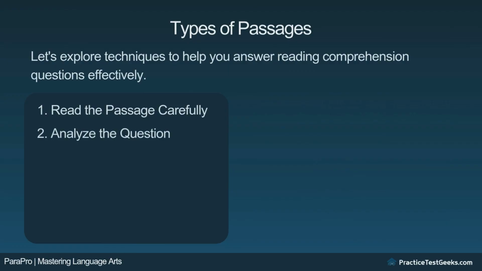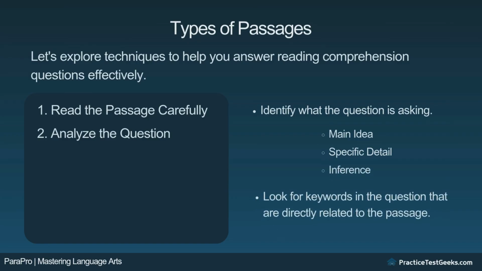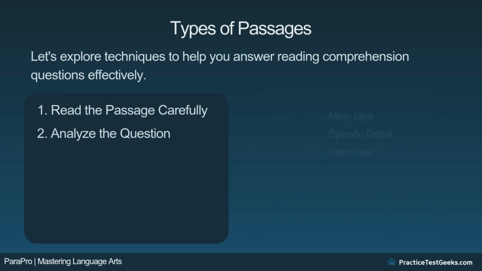Step 2. Analyze the question. Identify what the question is asking. Is it asking for the main idea, a specific detail, or an inference? Look for keywords in the question that are directly related to the passage. Step 3. Eliminate incorrect answers.